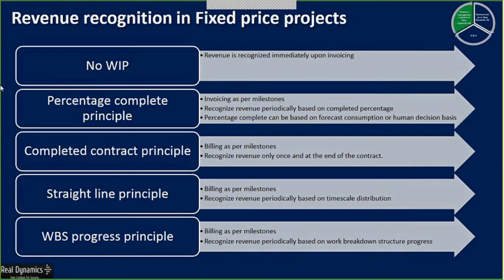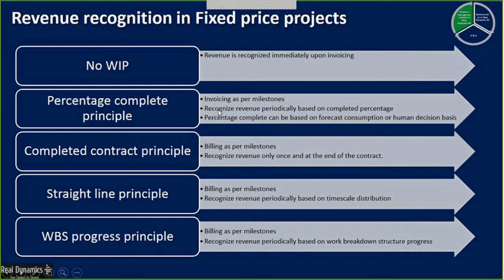However, the remaining approaches, the next one, which is also the most frequently used, is the percentage complete principle. So this is where the invoicing and the revenue recognition are separated from each other. Invoicing is for the milestones. So based on the milestones schedule that's prepared, you will keep on billing your end customer. The customer will be debited and your WIP account will be credited, and that will be settled later on.